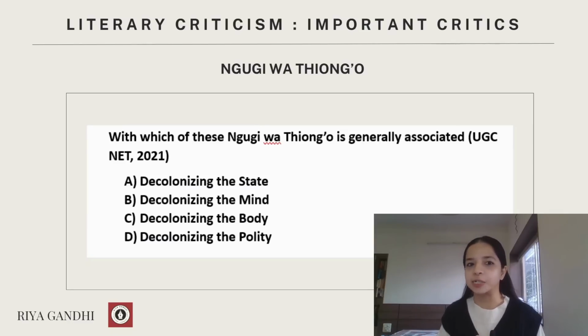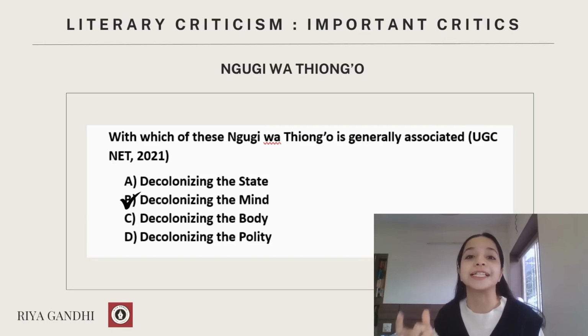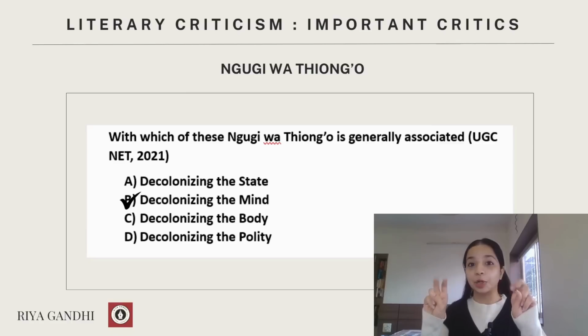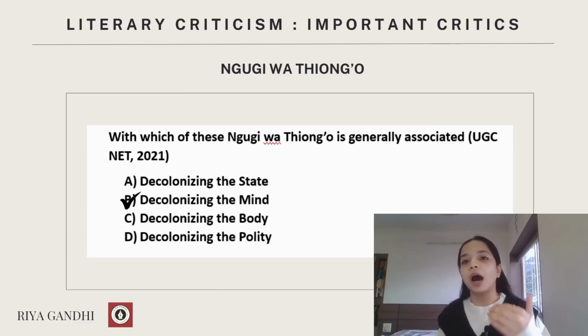A question was asked in 2021 saying, with which of these is Ngugi wa Thiong'o generally associated? The answer is Decolonizing the Mind, which was published in 1986. Ngugi wa Thiong'o is also one of the most important post-colonial critiques, and this work, Decolonizing the Mind, talks about the psychological impact of colonization, something which he has called colonial hangover, wherein even after colonization, we are enslaved by mind to the Western opinions, beliefs, and ways of being.